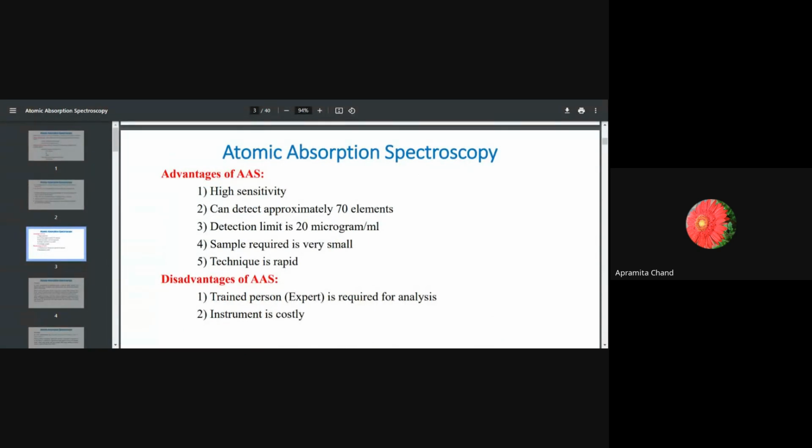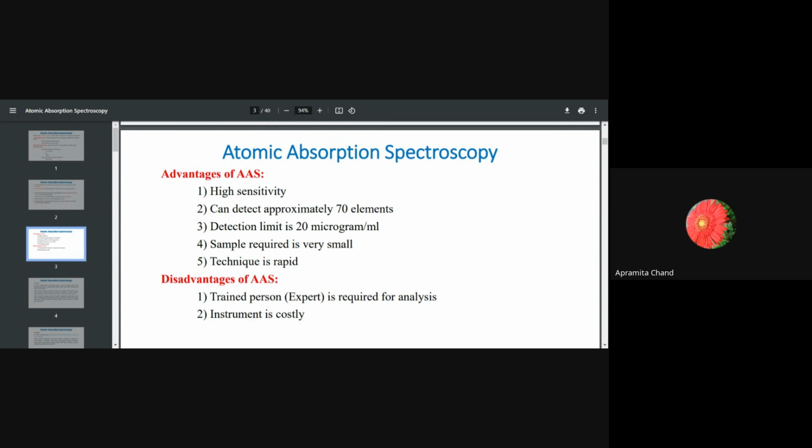Now, what are the advantages of this kind of spectroscopy? As we have already told you, it can detect more than 70 elements. The amount of sample that is used is very small. Also, it is a faster technique than other methods, and it has high sensitivity. The detection limit is 20 micrograms per ml, which is also indicative of the sensitivity of the spectroscopy.